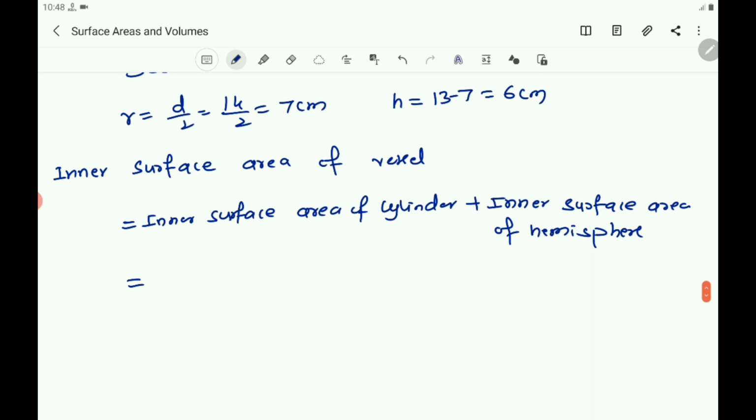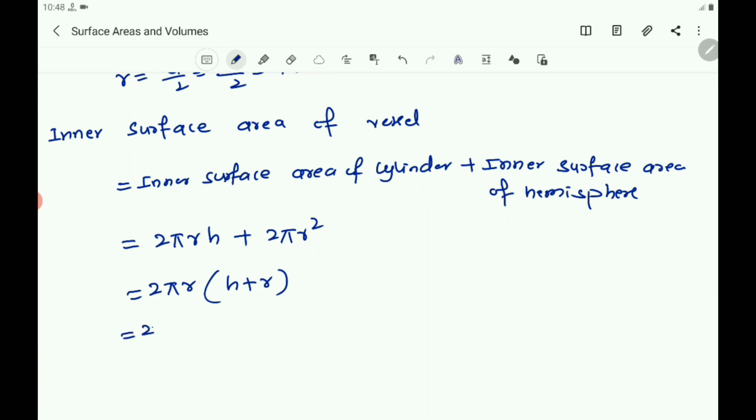That is the inner surface area of the cylinder formula, 2 pi RH, plus 2 pi R square for the inner surface area of the hemisphere. Then you can take 2 pi and R outside. In the bracket you will get H plus R.